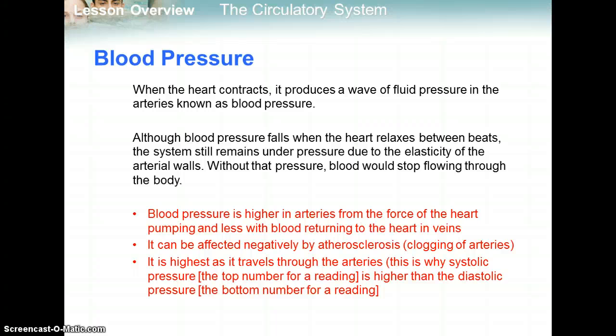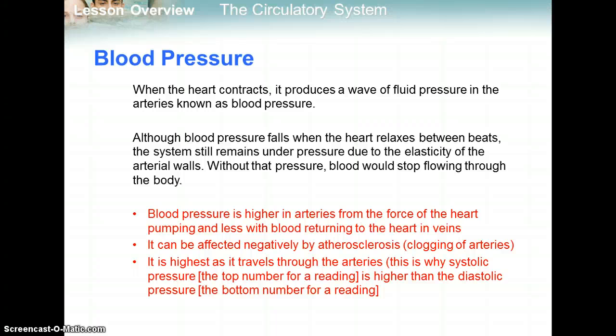You could have high blood pressure if you eat too much salt, because your body is going to accumulate more fluid, and that can be detrimental to your arteries. So you want to keep your blood pressure in check. Blood pressure is higher in arteries because of the force of the heart's pumping, and lower in the veins returning blood to the heart. So your blood pressure is quite a bit lower in your veins than in your arteries.